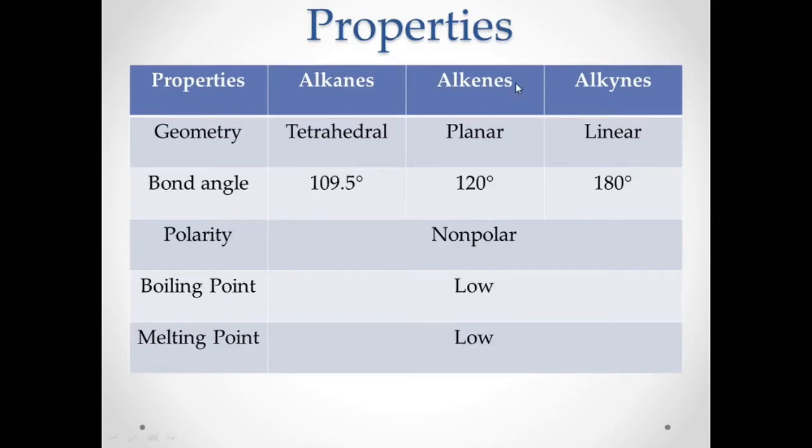And all of these hydrocarbons, alkanes, alkenes, and alkynes, since they only contain carbon and hydrogen, are nonpolar. Since they are nonpolar, they can be dissolved in nonpolar solvents, because the general rule for solubility is like dissolves like, correct? Okay, for boiling point and melting point, because they are hydrocarbons, we would expect them to have low boiling points and low melting points.